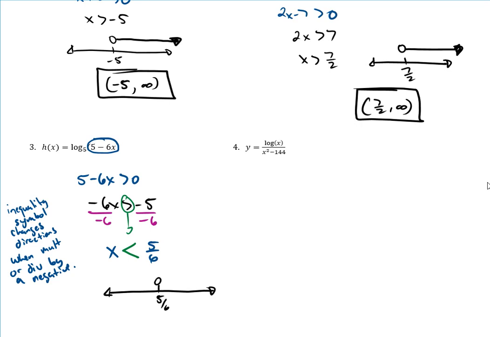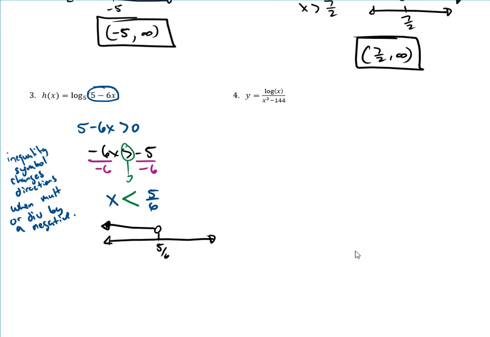So an open dot on the 5/6, but this time it's everything less than 5/6, so that would be everything to the left. Okay, so for our final answer then, reading this left to right would be negative infinity to 5/6, both with parentheses. Okay, so open dots always get parentheses. Infinities also always get parentheses.